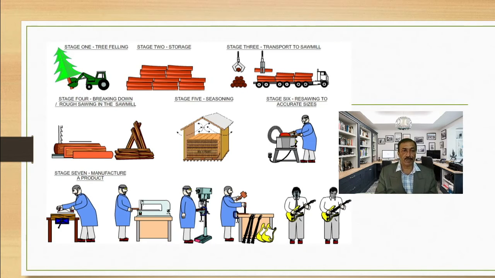We can also see one more example. For example, here we are talking about guitar manufacture. Of course, for most parts of the guitar you need wooden items. You can see stage 1 where tree felling happens. Stage 2 is storage. The third one is transport to the sawmill. Stage 4 is breaking it down into small usable pieces. Stage 5 is seasoning. Stage 6 could be resawing to an accurate size. And stage 7 you can see the manufacture of the final product.